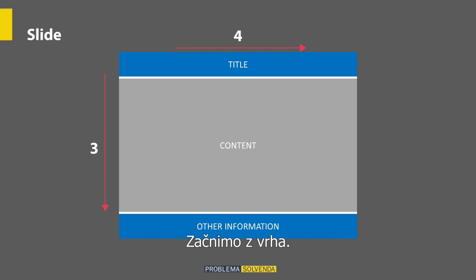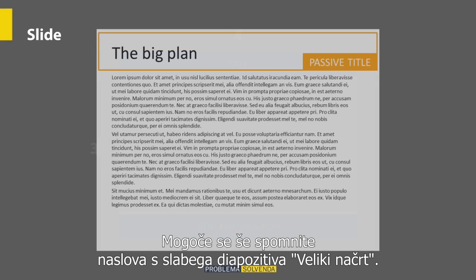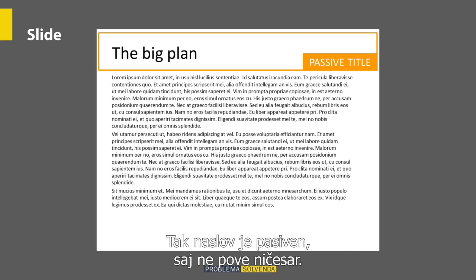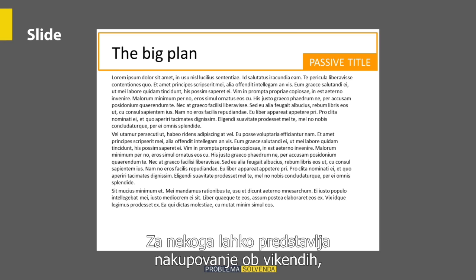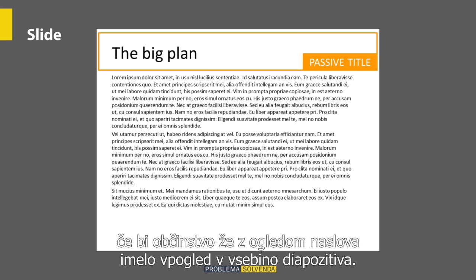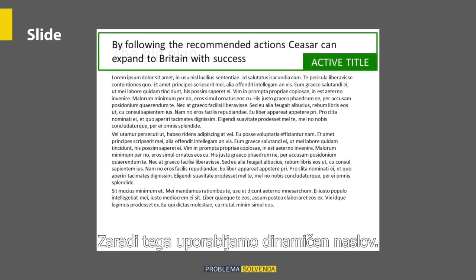Let's start from the top. How does a good title look like? Well, it's dynamic. Perhaps you still remember, on the bad slide, there was the big plan. This is a passive title. It won't tell you anything. For example, maybe for somebody this means the weekend shopping, while to somebody else it means the conquest of the world. But how useful it would be if the audience knew what will be on the slide just after the first look. Because of this, the action title was invented.